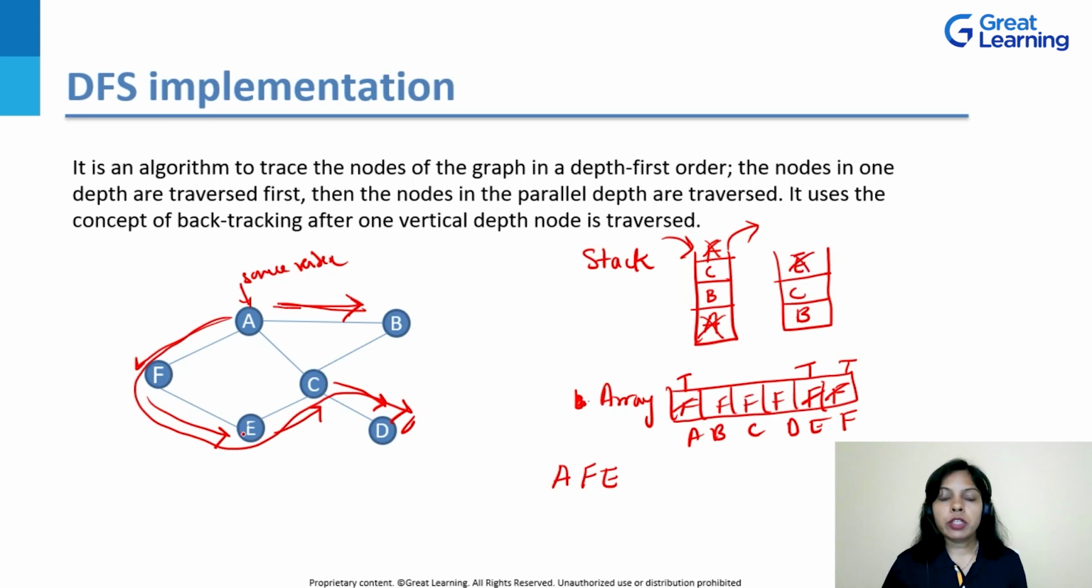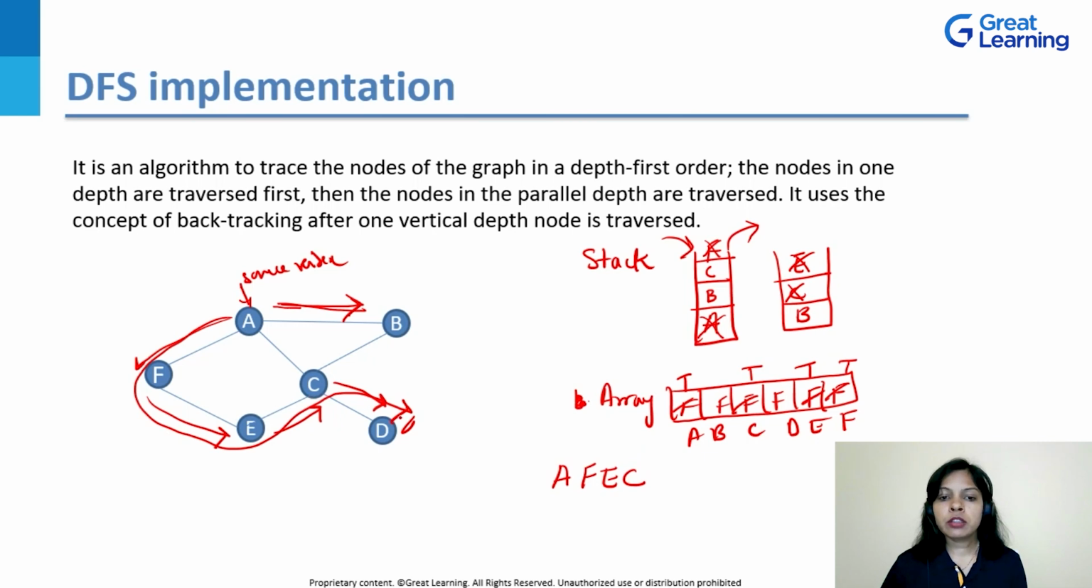Now which all vertices are connected to E? C is connected. F already is visited, so no need to go there. C is connected, but C is already there in the stack. So one more condition check is that you have to check the stack also. If it is already there, then no need to insert it again. So C is already there, so we will not insert it again. Let it be like this. Now again we'll delete the topmost element in the stack, that is C. So C will be deleted. C will be marked as true, and it will be the next element to be searched.